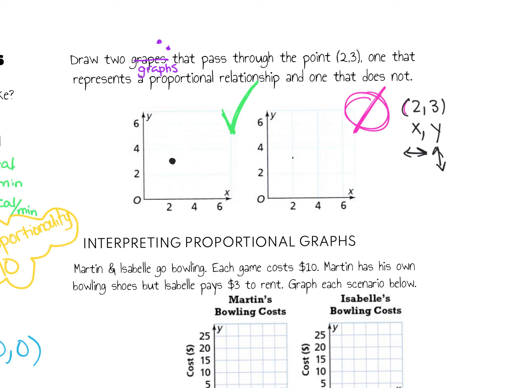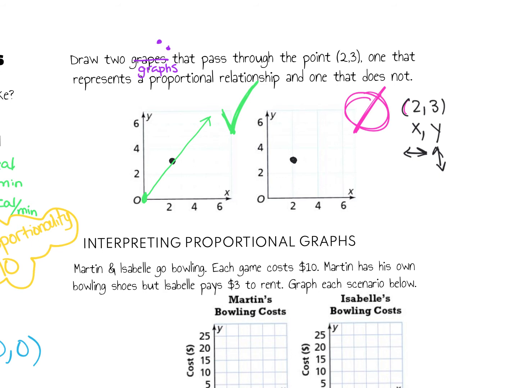So 2, 3. Now, for it to be proportional, it also needs to go through the point 0, 0, and it needs to be a straight line. It's as straight as I can make it. If you are on paper, you can probably use a ruler.